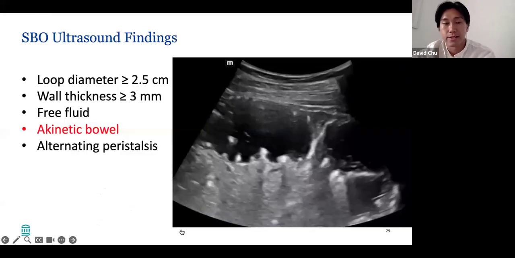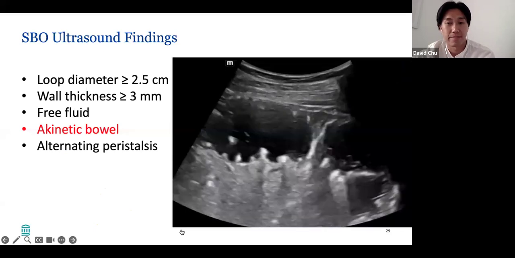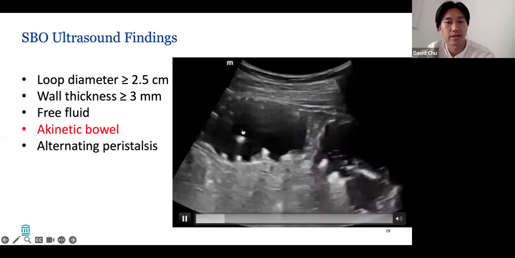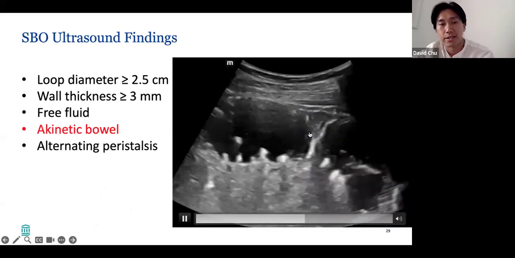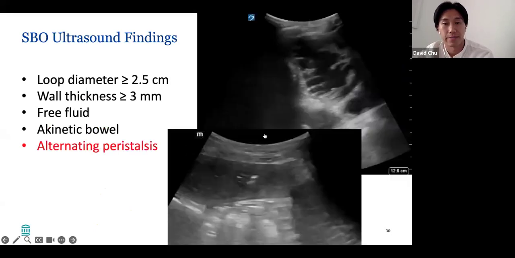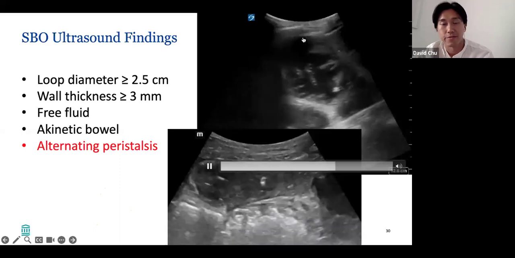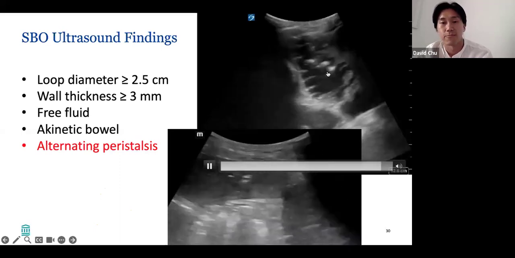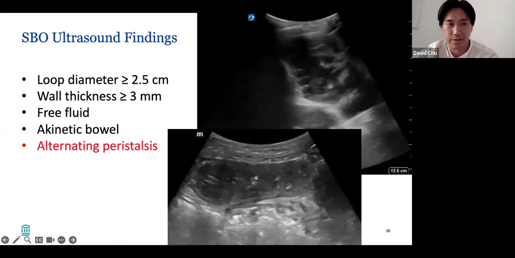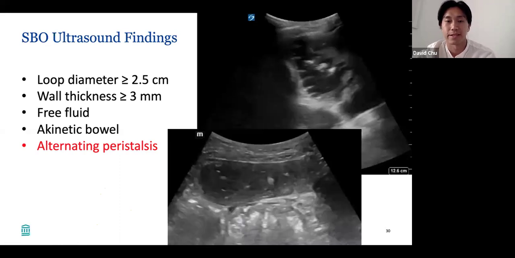And you can also see an akinetic bowel, meaning the contents within the bowel are just hovering in the same spot, not really going in any one direction. And when you see that, or if you see alternating peristalsis, where it's basically back and forth movements of the bowel, not really moving in one organized direction, this tells you that there's a transition point somewhere distal to this point where you're seeing the peristalsis.